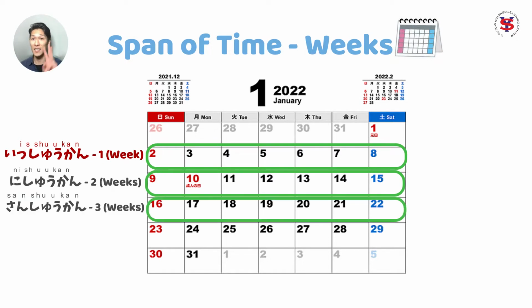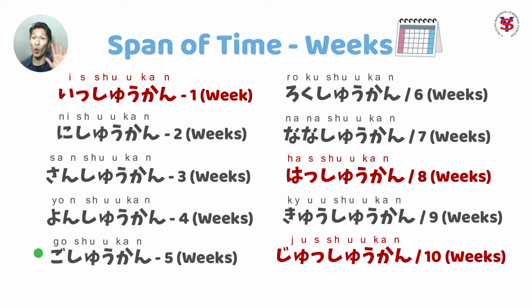3 weeks is sanshukan. 4 weeks is yonshukan. 5 weeks is goshukan. 6 weeks is rokushukan. 7 weeks, nanashukan. Now, pagdating natin sa 8 weeks, susundan natin ulit yung ginawa natin kay 1 week.